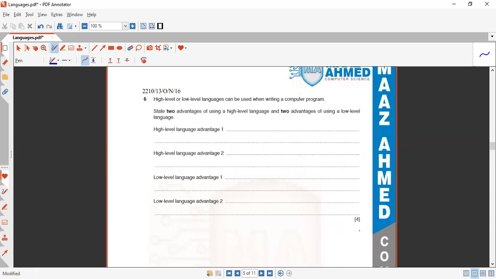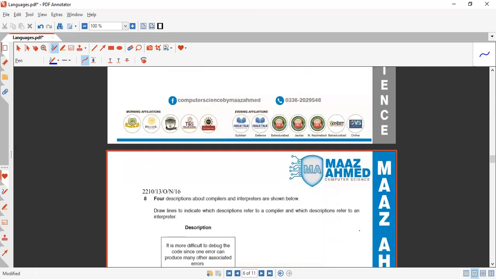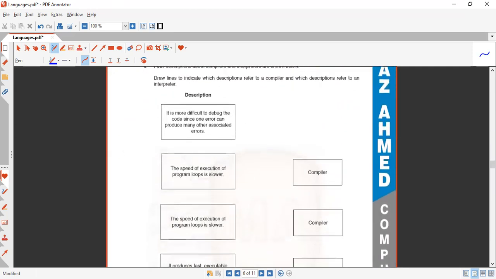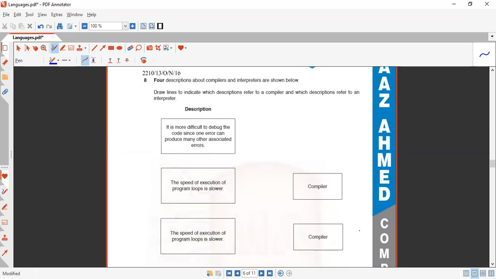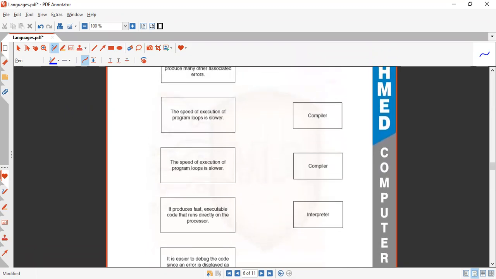Okay, now they have asked again about the two advantages of the high and low level languages, two advantages for each. So we're not going to repeat this one question. Coming to the next part. Okay. Four descriptions about compilers and interpreters are shown below. Draw lines to indicate which descriptions refer to compilers and which refer to interpreters. Okay, by mistake one thing has been repeated. Let me just cut it down.